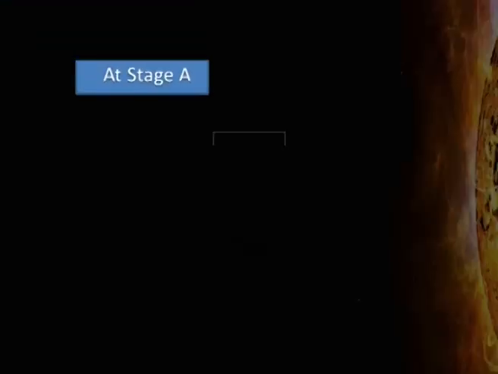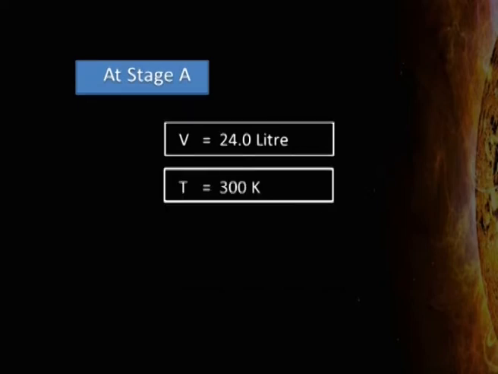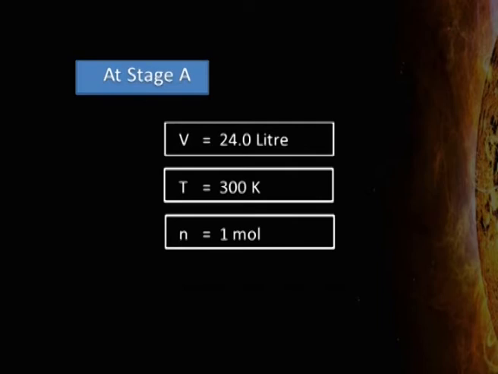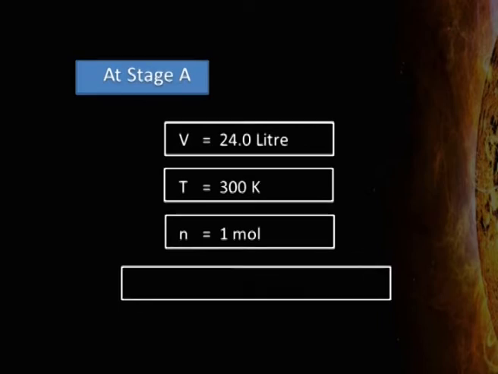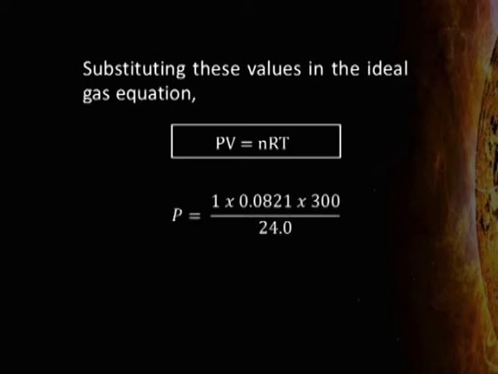At stage A, volume is 24 liters, temperature is 300 Kelvin and number of moles are given in the problem, which is equal to 1 mole. R is 0.0821 liter atmospheres per Kelvin per mole. If we substitute all these values in the ideal gas equation, PV is equal to nRT, we will get pressure equal to 1 into 0.0821 into 300 divided by 24, which is 1.026 atmospheres.